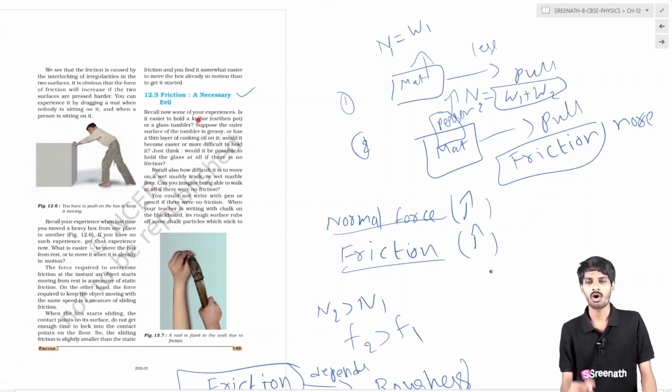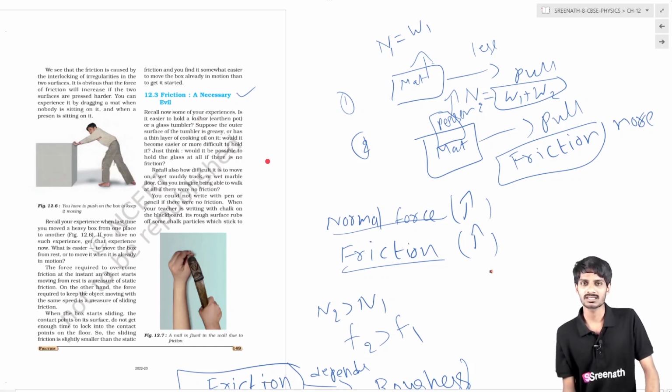If you want to write with a pencil, you have to hold it. For that purpose, we need some friction. Without the friction, you can't write using your pen. Without the friction you can't walk.